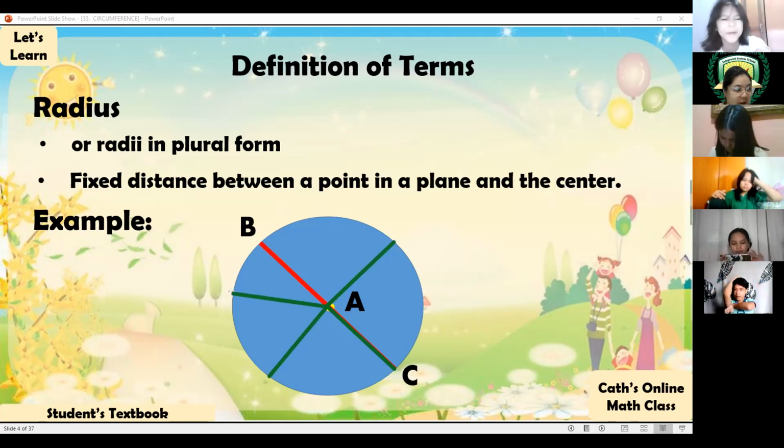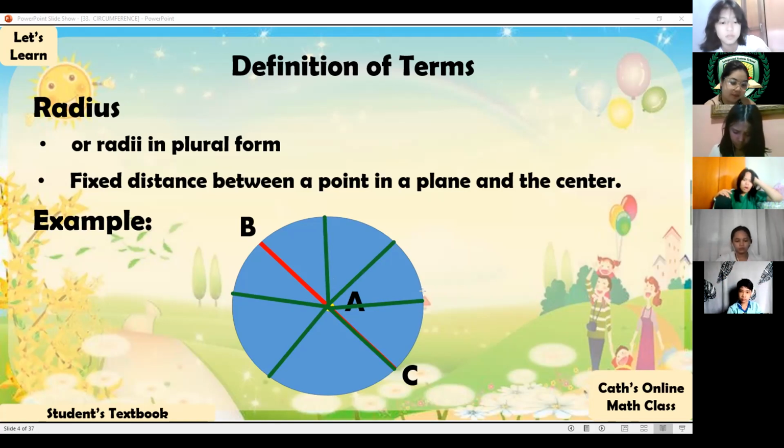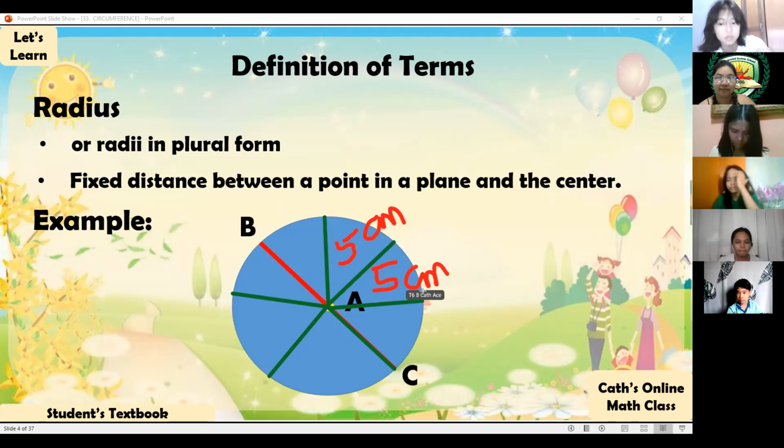Laging from the center point, papunta doon sa point doon sa end ng circle. So these are the different radius. Do you understand? Yes. At pare-pareho ang sukat niyan. Kung halimbawa ito ay 5 centimeters, lahat yan 5 centimeters. Okay? Understood? Yes.